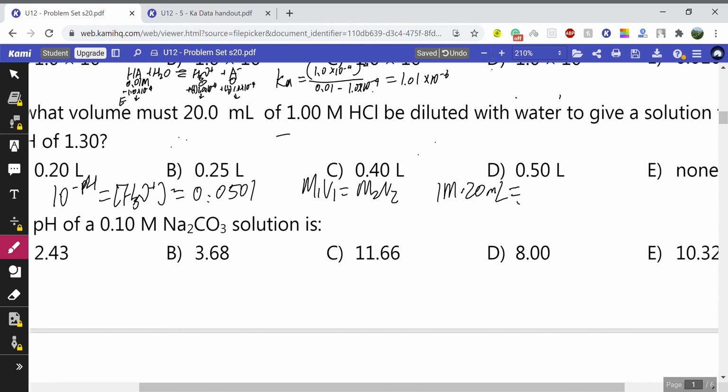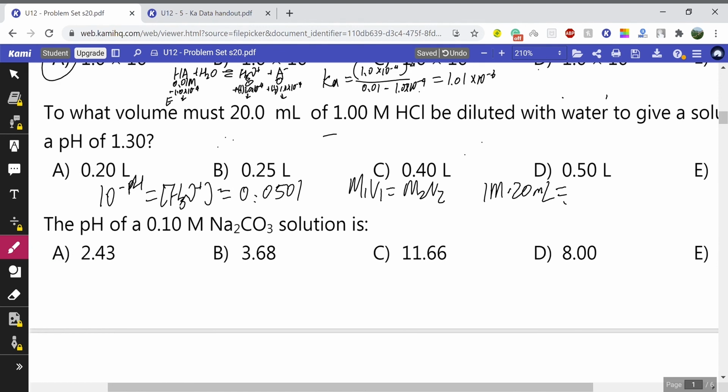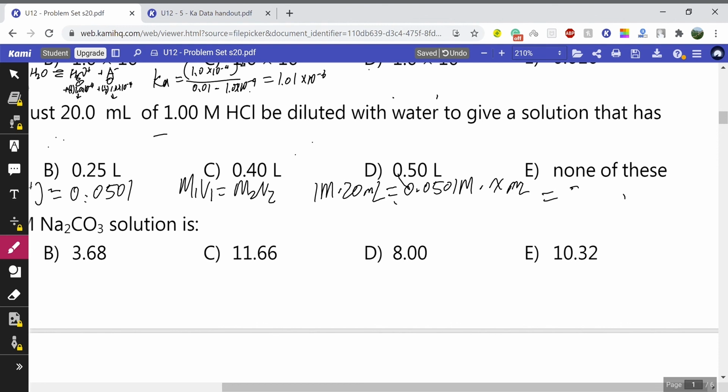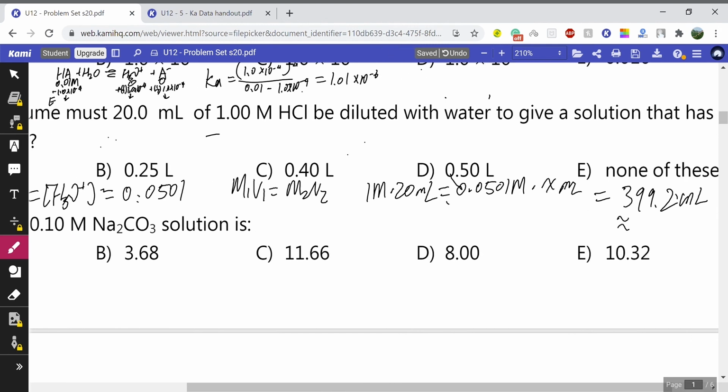So we just found the molar of the new solution. So it's going to be equal to 0.0501 molar times x ml. So we do 1 times 20 divided by 0.0501 to give us an answer of 399.2. What is this? Milliliters. Now, if this is milliliters, it rounds up to 0.4 liters, which is our answer choice C.